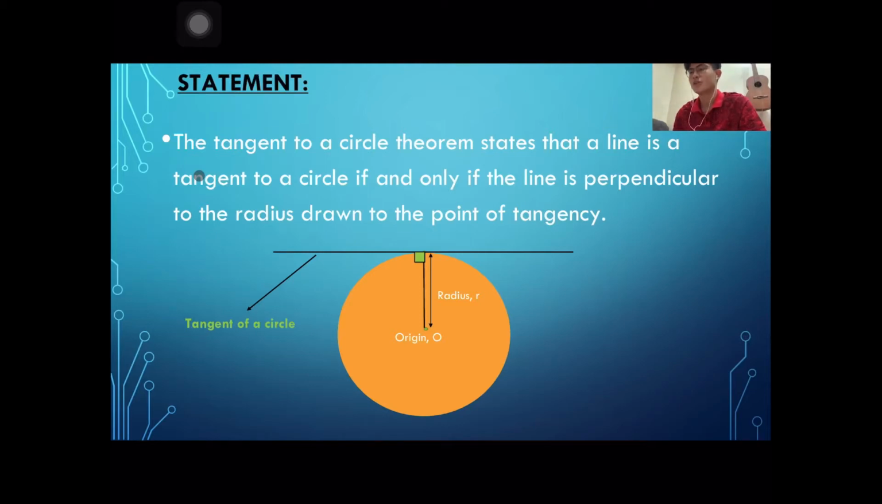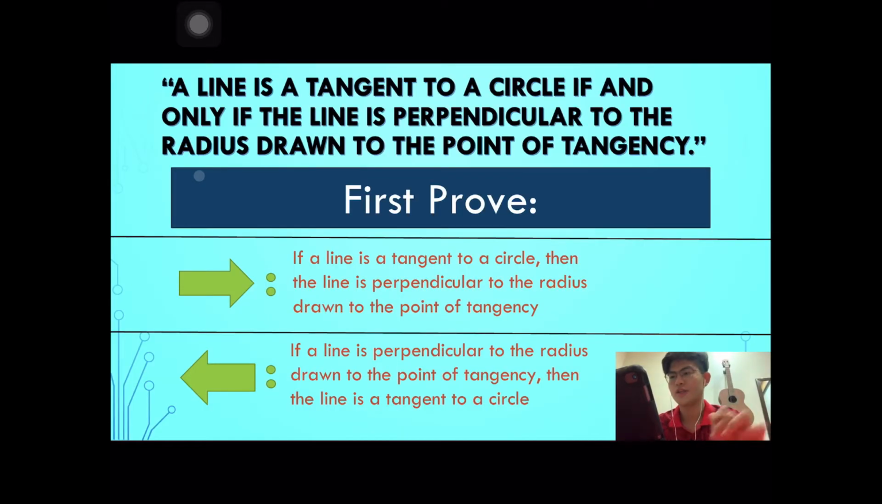The tangent to a circle theorem states that a line is a tangent to a circle if and only if the line is perpendicular to the radius drawn to the point of tangency. Here comes the first way of proving our theorem.